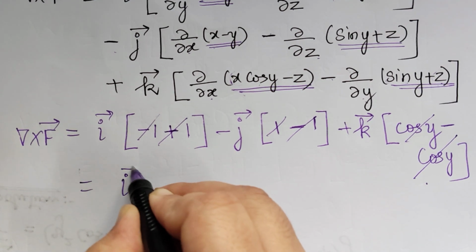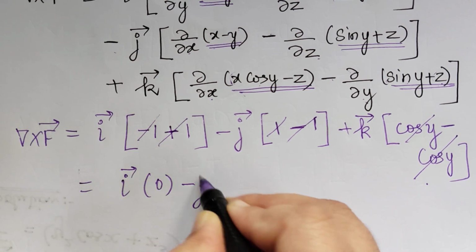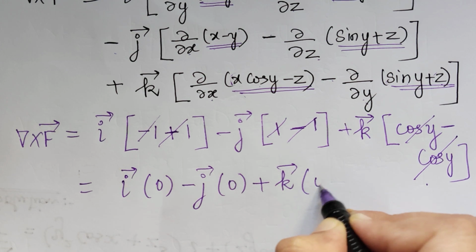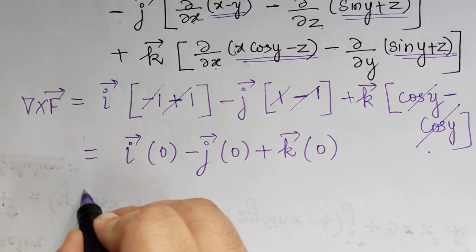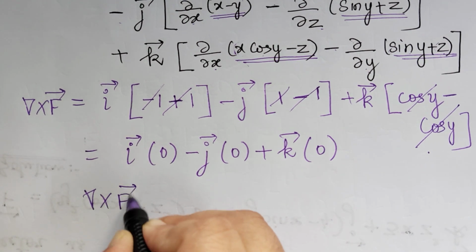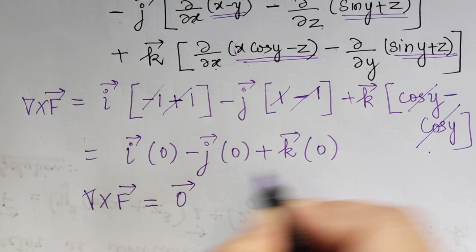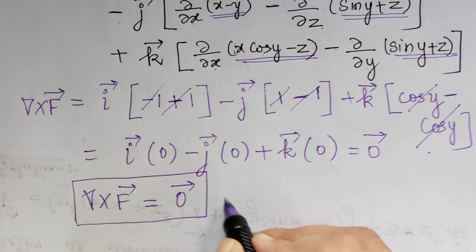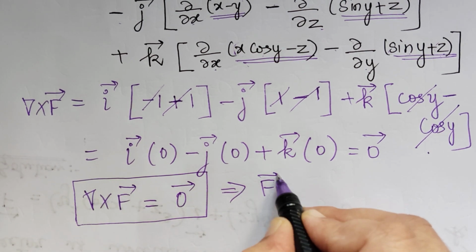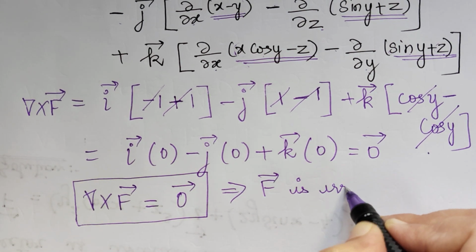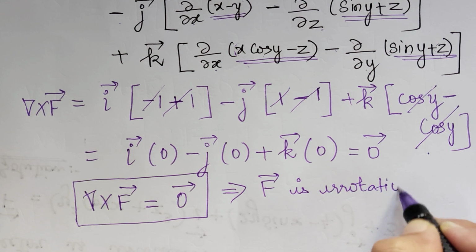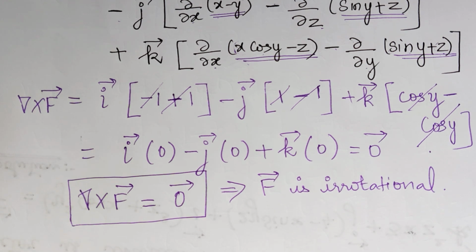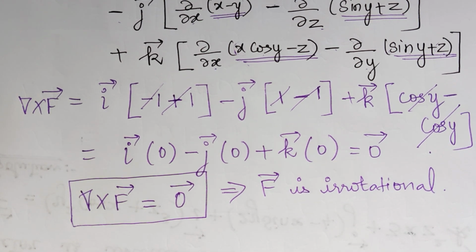So we get i vector multiplied with 0 minus j vector multiplied with 0 plus k vector multiplied with 0. This gives us nebla cross f vector equal to 0 vector. Therefore we have proved that f vector is irrotational. So this is how we prove that a given vector is irrotational.